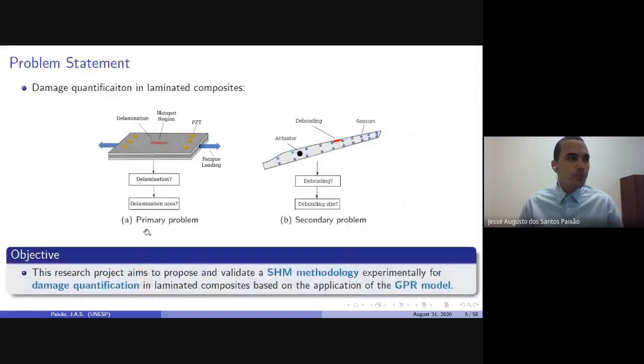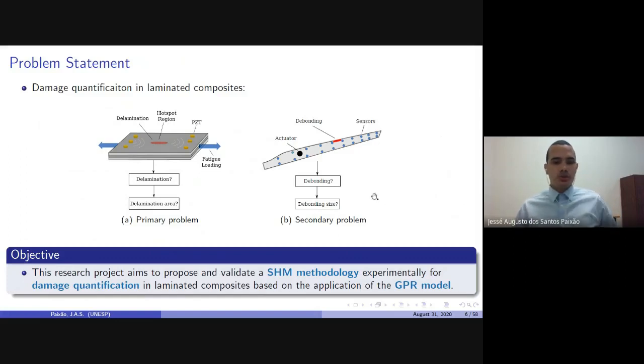In this work, we propose two problem statements. The primary problem statement is illustrated here, and we suppose to have a laminated composite plate instrumented with a PZT network, used to excite and to acquire data from the Lamb wave propagation. Then we are interested here in the delamination detection and delamination quantification in a hotspot region. In the secondary problem, we suppose to have a wind turbine blade instrumented with accelerometer sensors and an actuator to generate an impact into the structure.